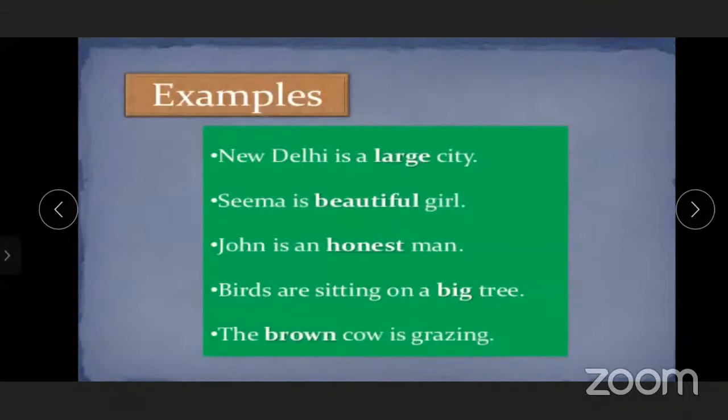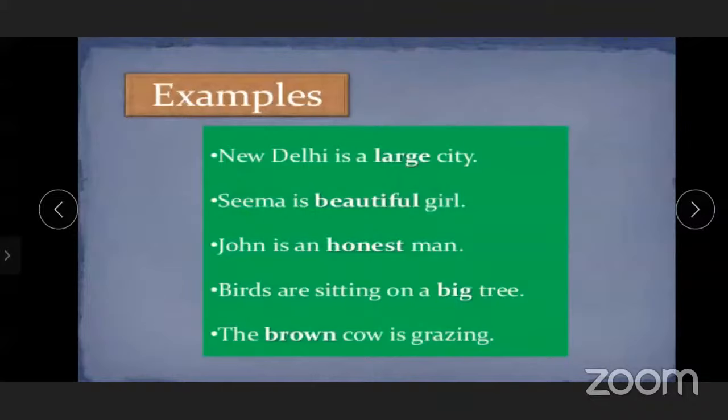Okay, these are the examples. Can you read this first example? New Delhi is a large city. Which word is the adjective? Large, yes. So how is the city? Large city. Now next.